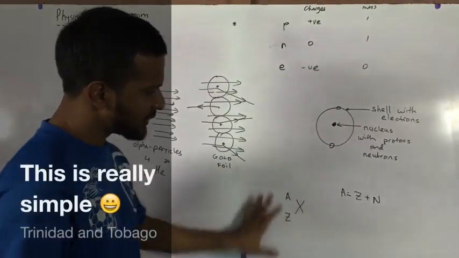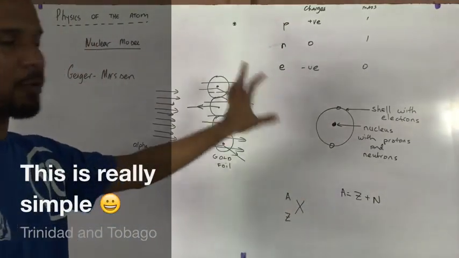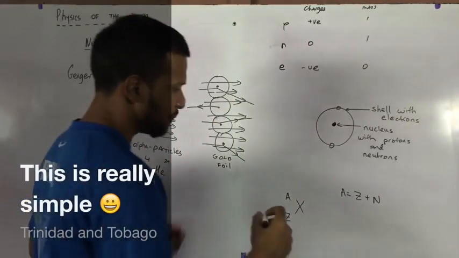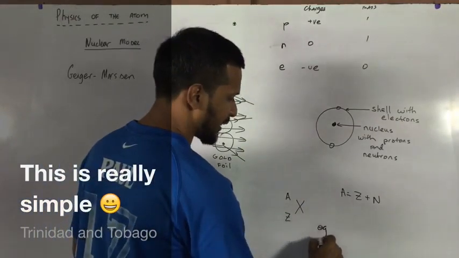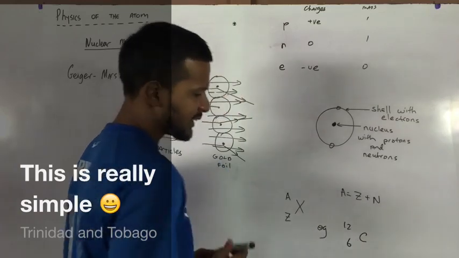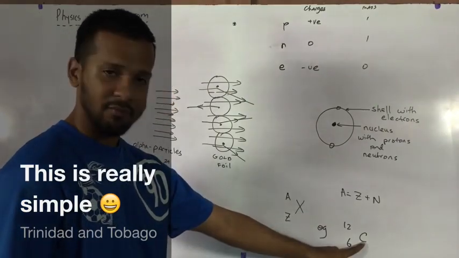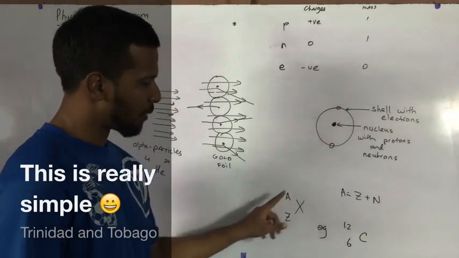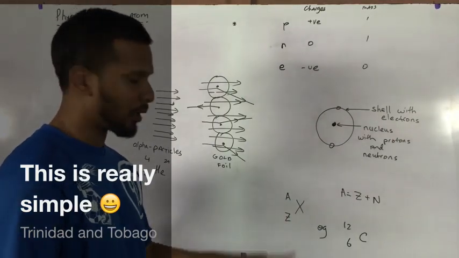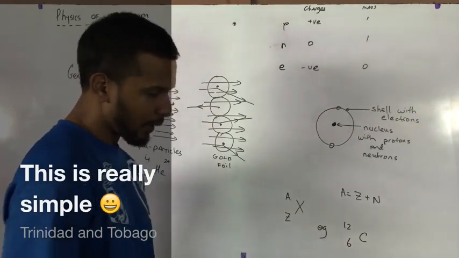And these numbers, A and Z, these letters represent something when we look at the periodic table. In the periodic table, for example, you will see elements, for example, 12C6. C represents the symbol. The symbol is for carbon. 12 represents the nucleon number, and 6 represents the atomic number. 12 nucleon, 6 atomic.